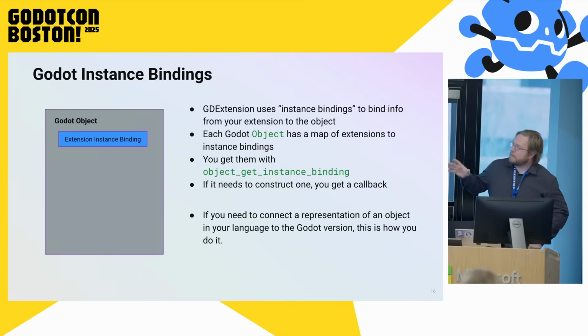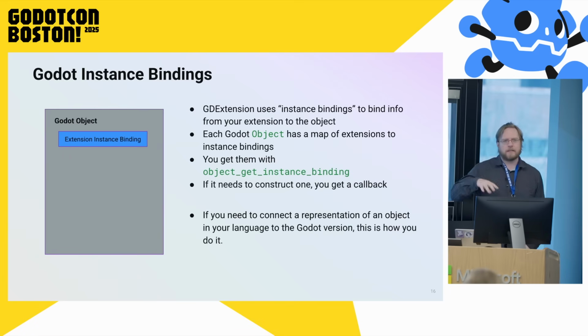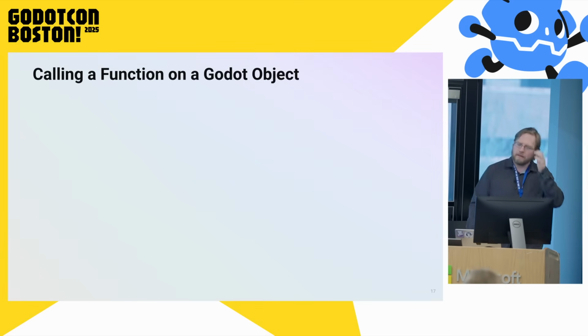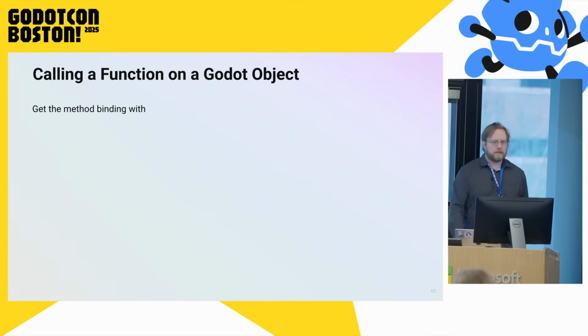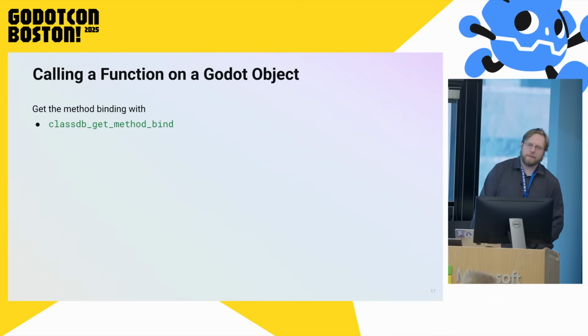But if you need to create a representation of an object in your language, in Dart, this is a Dart handle, to the Godot version, the extension instance binding is how you're going to do that. So you keep your version of the object in the extension instance binding, and Godot has its version of the object as a pointer. When you're calling functions on a Godot object, you get your method bindings with class DB get method bind.